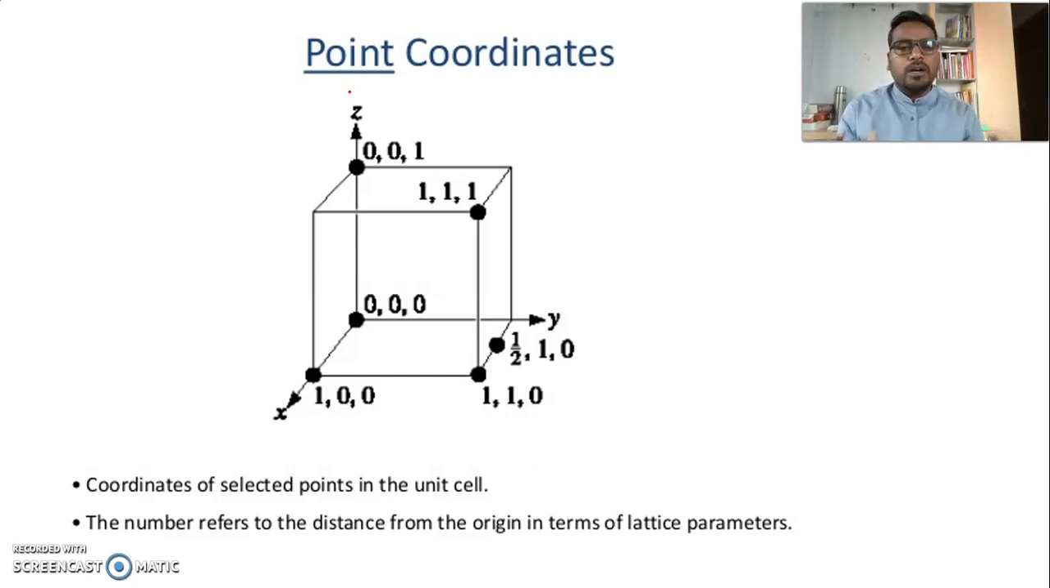And before going to understand Miller indices, you must know the point coordinates. These coordinates refer to the distance from the origin in terms of lattice parameter. You know lattice parameters. There are two kinds of lattice parameter: one is axial angle and the other is axial distance. You know what axial angle and axial distance are, and based on that we classify crystals into seven crystal systems. Further, the seven crystal systems, based on the type of unit cell, are classified into 14 types. These are called Bravais lattices.